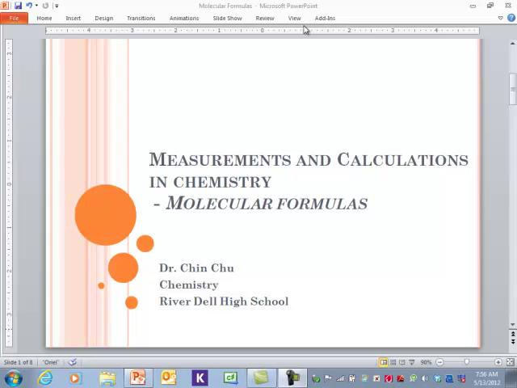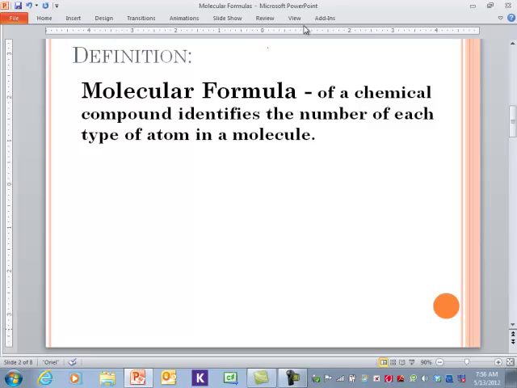Today we're going to continue the discussion to talk about formulas for compounds. In this case, we're evolving from the concept about the empirical formula covered in the previous vodcast, and now we're focusing actually on the molecular formulas. First, let's define what molecular formulas are for the compounds. And you've seen that many times. Essentially, the molecular formula of a chemical compound identifies the number of each type of atom in a molecule.